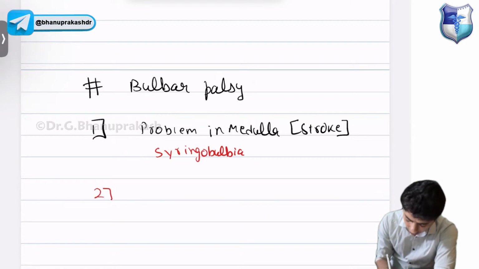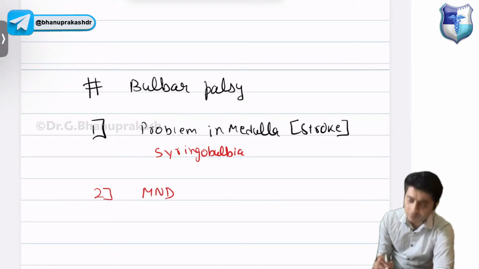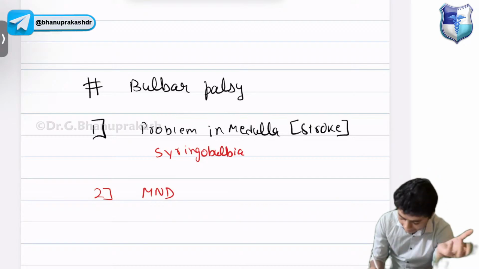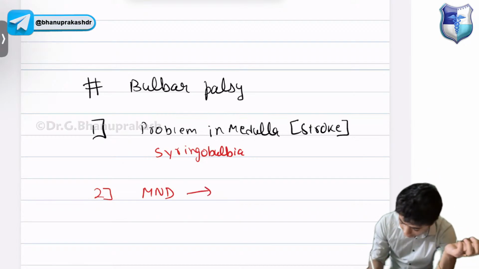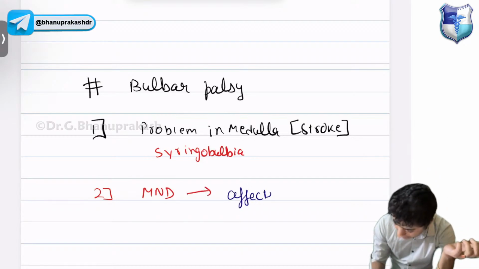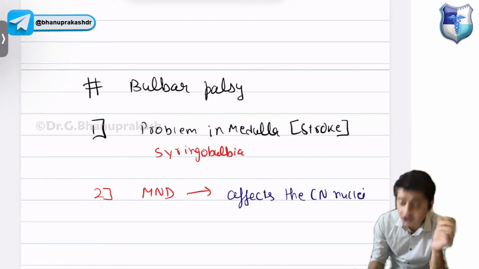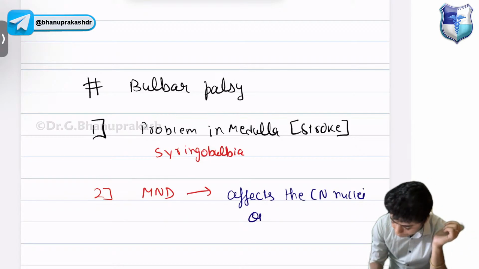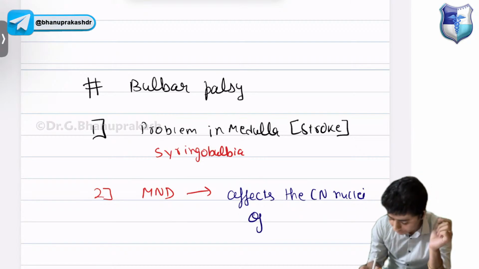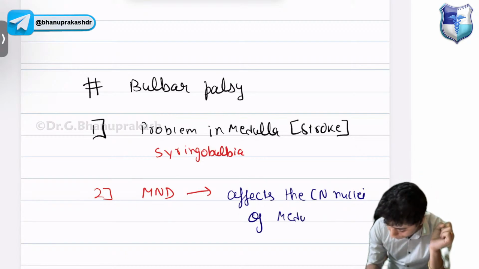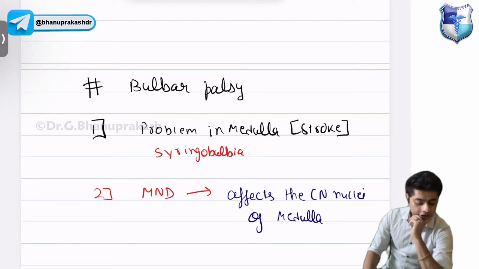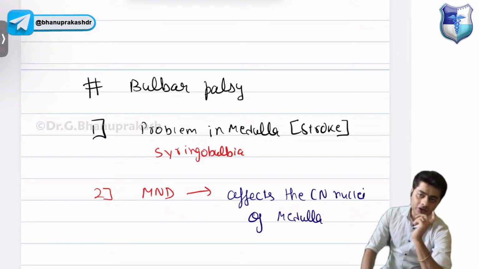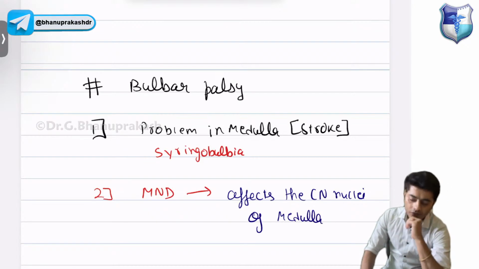Other is your MND. We all know if MND affects the cranial nerve nuclei of medulla, it will result into bulbar palsy. Yeah, Sharma, please. It can be poliomyelitis also. Yeah, very good.